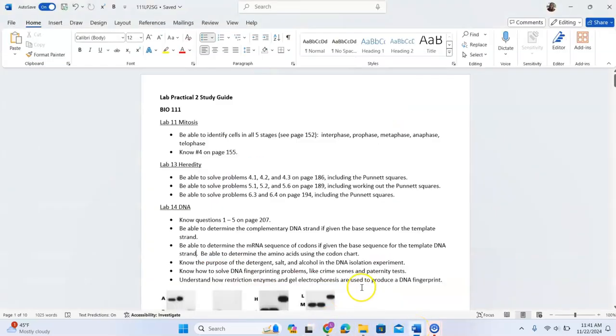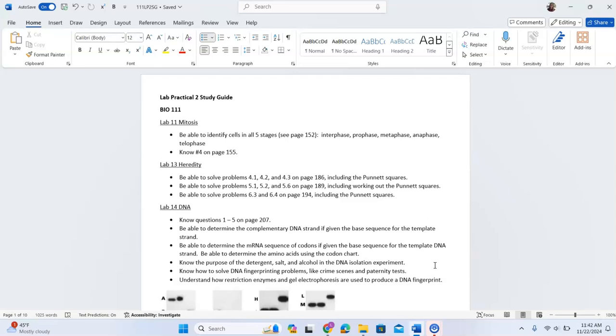The purpose of the detergent is to break down the phospholipid bilayer of the plasma membrane, to break down cell walls, to break down the nuclear envelope. So basically the plasma membrane, cell walls, and nuclear envelope. That's the purpose of the detergent. Detergent breaks down grease, and grease is a lipid. It's a fat or a lipid. So that detergent is going to help break down the cell walls, the plasma membrane, and the nuclear envelope.